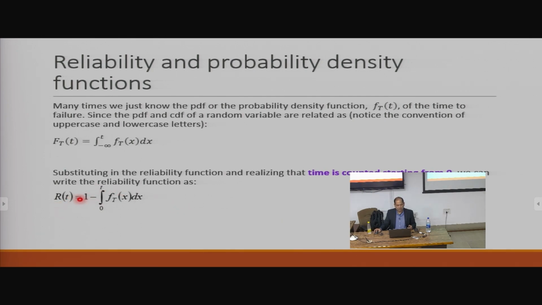Okay, two things happen, right? Reliability is 1 minus the CDF, right? So that's the CDF, so we write 1 minus the CDF. And then we already said that since there is no negative time, we can just do it from 0. The integral from negative infinity to 0 would be 0, so no need to worry about those kinds of things. No system will fail in negative time. It will only fail after time 0.